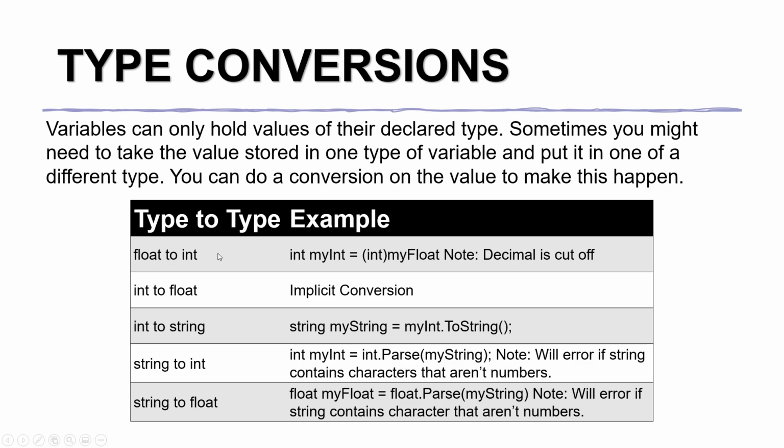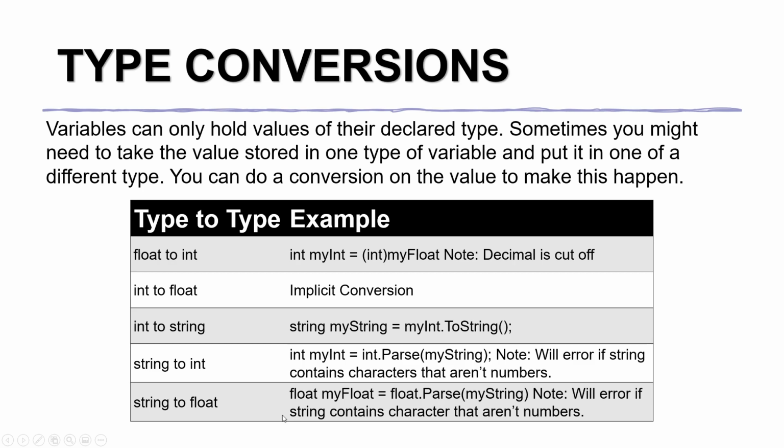So for instance, float to int, if you need to store a float number inside of an int, if you have your int variable, all you need to do is set that equal to int in parentheses and then your float. This will convert it and you'll be able to store it in this variable. But do note it does cut the decimal off. It doesn't do any kind of rounding. It just gets rid of it. Int to float, it's called implicit conversion. That means that you don't have to do anything. It just does it automatically. So there's no extra steps.